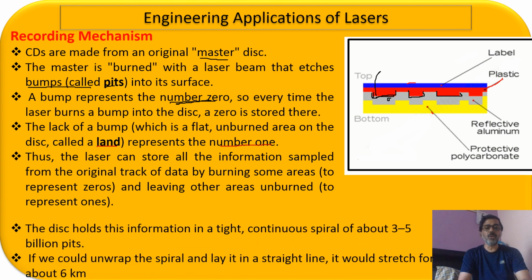Right. The disk holds the information in a tight continuous spiral of about 3 to 5 million bits. So in this way, nearly on one CD, 3 to 5 million bits we are recording in a spiral way, as all of you must be knowing. If you would unwrap the spiral and lay it in a straight line, it would go to a distance of nearly about 6 kilometers. So that will be the length of the plastic inside the spiral track of the CD. So this is the mechanism of recording the data.